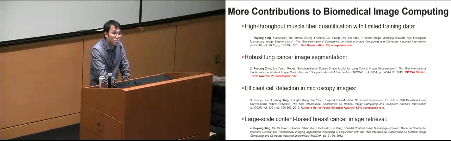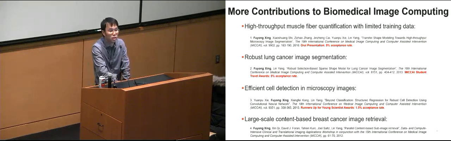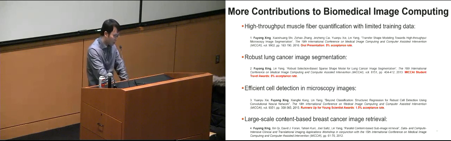And due to the limited time, we will not go into the details of each of them here. For example, how to train a model using limited training data for object segmentation, and how to develop robust algorithms for image segmentation as well as fast object detection. Finally, we also have large-scale image retrieval for lung and breast cancer as well. So all the details you can find in the paper.